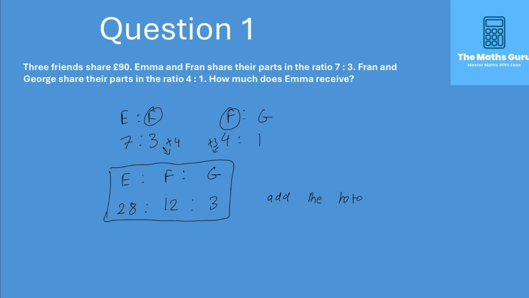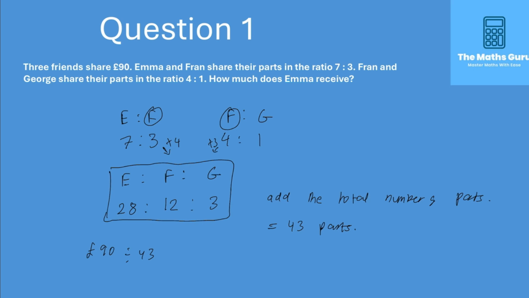Add the total number of parts. And then we get 28 plus 12 plus 3, which is equal to 43 parts as a total. Now we work out what one part is worth. So £90 divided by 43, and this is to work out how much one part is worth in this ratio.